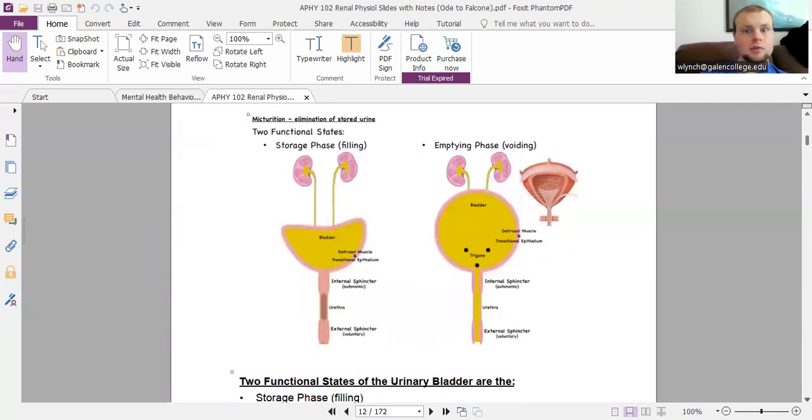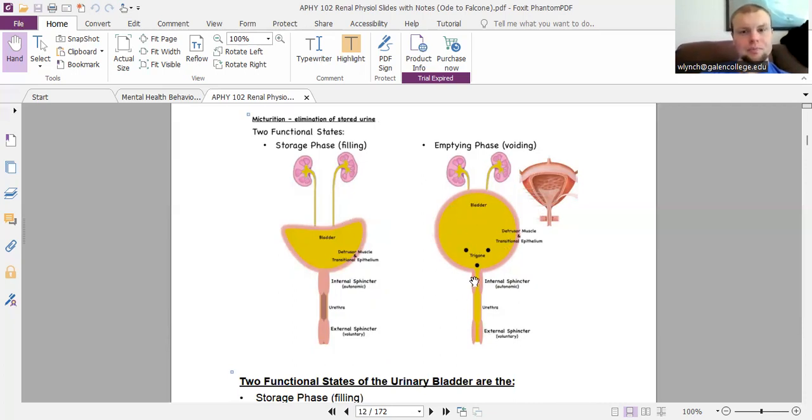All right, so our micturition reflex, we have two phases. Number one is going to be the storage phase or the filling phase. This is going to happen while we have urine accumulation in the bladder. We see the detrusor muscle, the inner lining, and the transitional epithelium. As the bladder fills with urine, the transitional epithelium will flatten out and become spherical and will allow for more space to be filled.